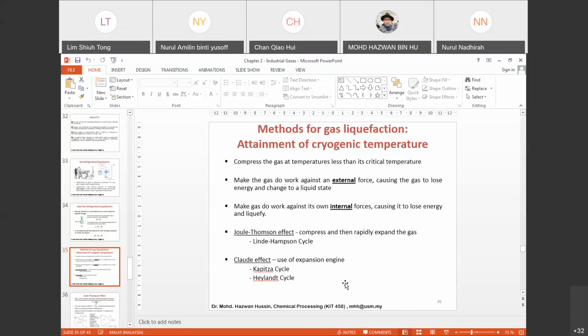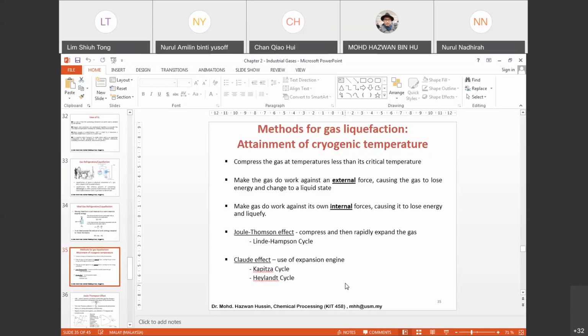This is actually important. You have the Joule-Thomson effect, which explains that you compress and then rapidly expand the gas. One of the examples of the Joule-Thomson effect is the Linde-Hampson cycle. We are going to go through these effects one by one.